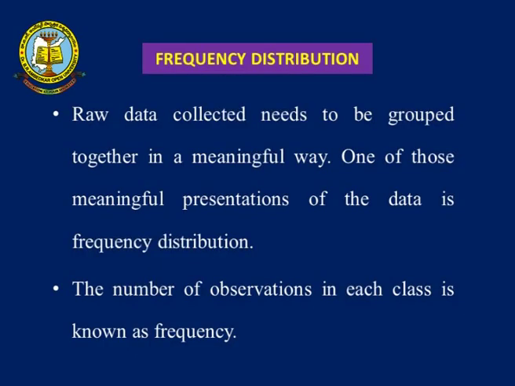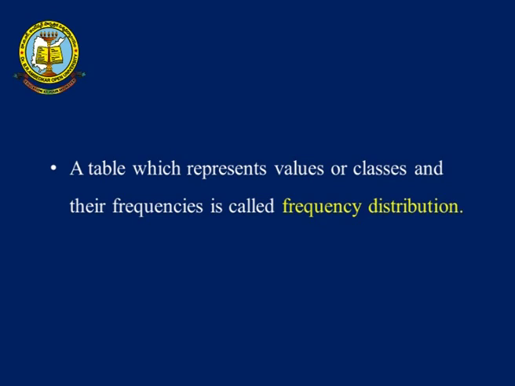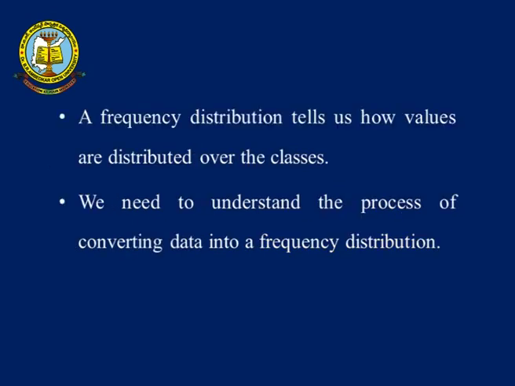The number of observations in each class is known as a frequency. That means, in the earlier example, what is the frequency? Number of children, 4. How many families have 4 children? The number 10 for 4 children, that is one of the frequencies. That means, the number of observations in each class is known as a frequency. A table which represents values or classes and their frequency is called frequency distribution. A frequency distribution tells us how values are distributed over the classes.